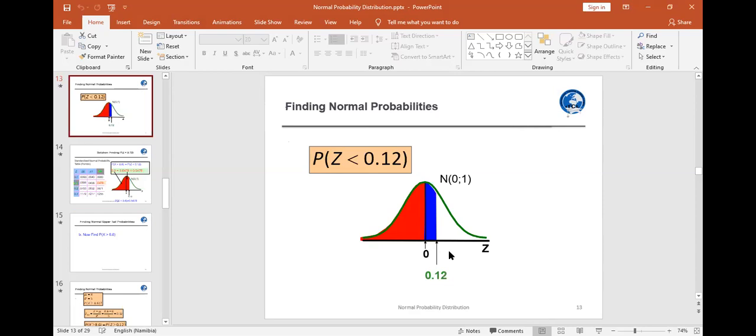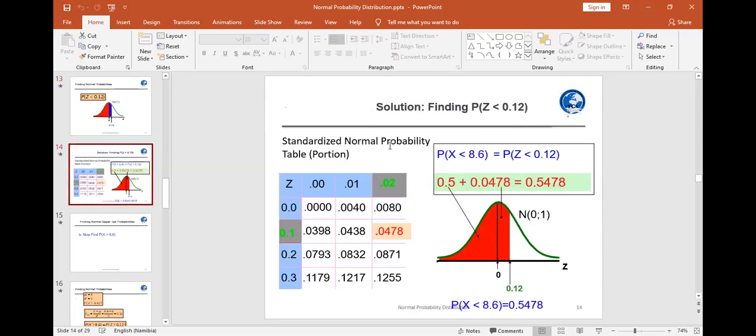Now, we need to get this probability from the standardized normal probability distribution table. This is just a portion extracted from the main table. I'll show you the main normal distribution later, and that's the one you also need to use when you answer your questions for the assignment. You need to come to the Z table and read those probabilities. And these tables are available on the internet.